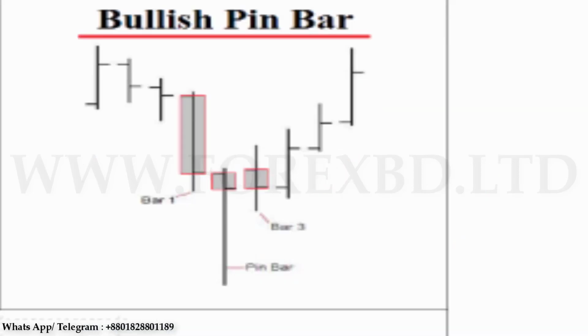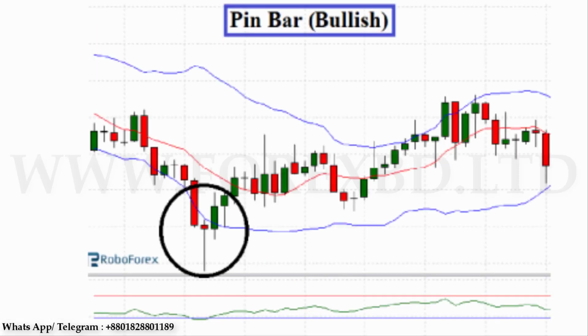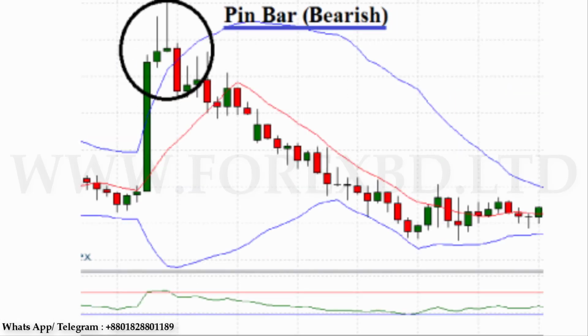Pin bar bullish. It gives an uptrend reversal signal when you see 3 candles in a downtrend market whose middle candle opens and closes within the body range of the previous and next candle, and whose body is too small and the lower shadow is too large. Similarly, when you see a pin bar in an uptrend market, it provides a downtrend reversal signal.